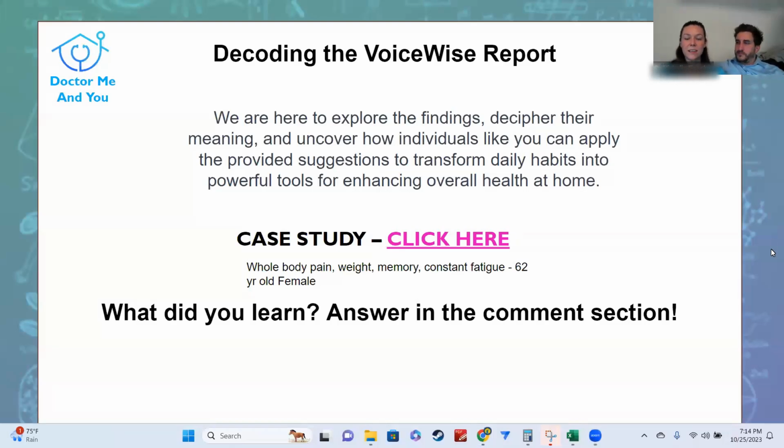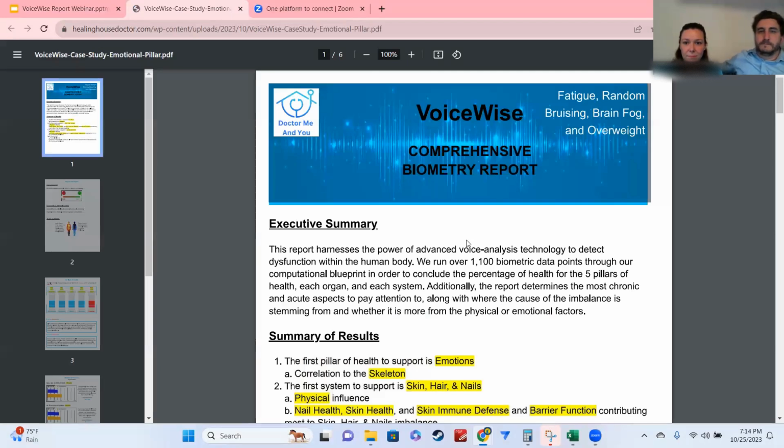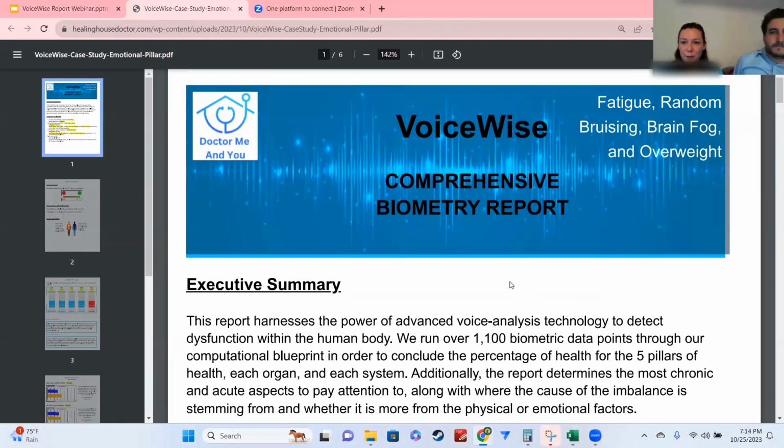Okay, so this case study, as we just mentioned, is a 62-year-old female who came to us experiencing whole body pain, weight gain issues, memory concerns, and constant fatigue. So this might look familiar.